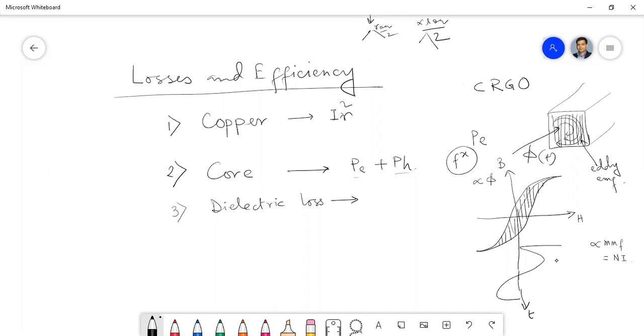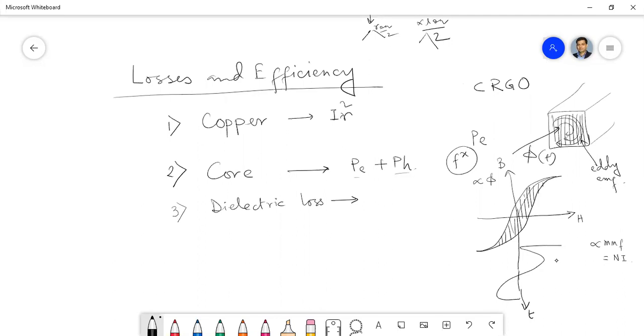So laminations are very thin sheets of CRGO material, in the order of 0.3 to 0.4 mm, so less than 1 millimeter. And both sides of that steel are varnish laminated. Varnish is a kind of insulation or dielectric material. So there also we have some dielectric. I'm just giving you examples of dielectrics used inside the transformer.